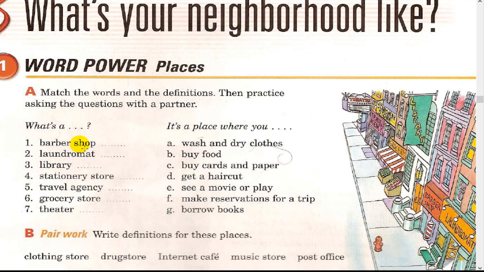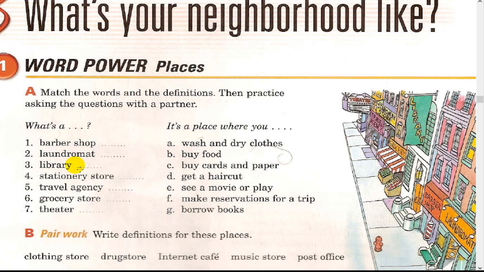One, a barber shop. What's a barber shop? It's a place where you get a haircut. Get a, T soft D, get a haircut. Two, what's a laundromat? It's a place where you wash and dry clothes. Not clothes, clothes.